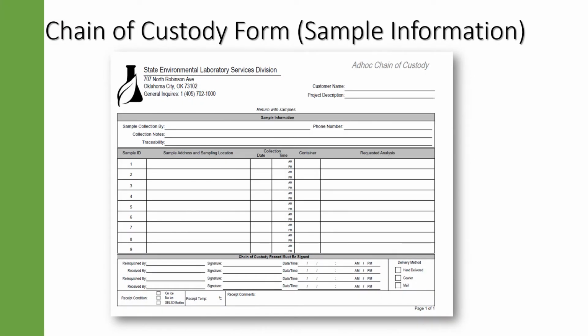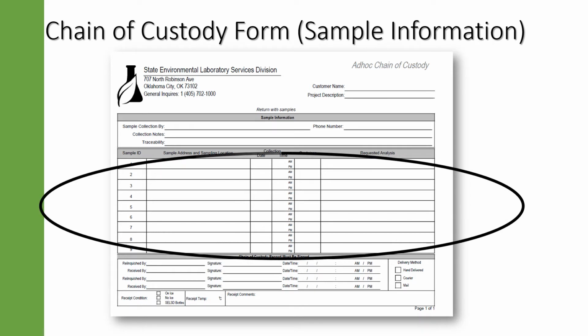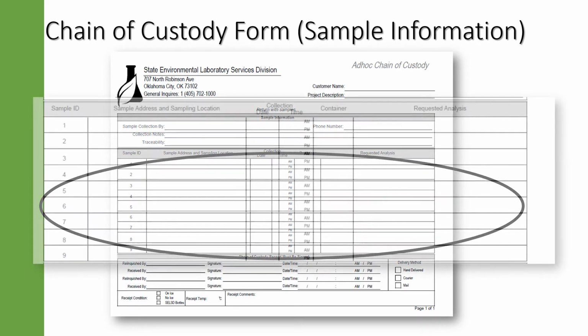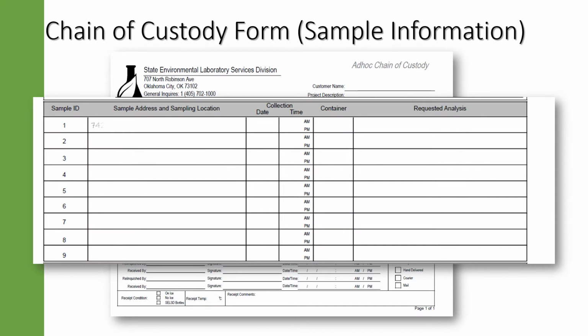As you collect your samples, fill in a line for each container you collect. In the sample address and location box, print the address or general location where you are collecting your sample and print the specific location where you took the sample. After you collect your sample, fill in the date and time and circle AM or PM.